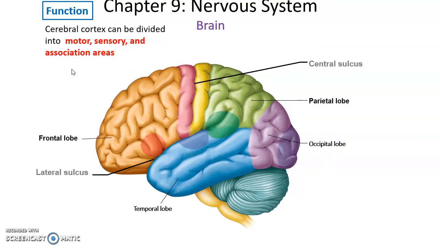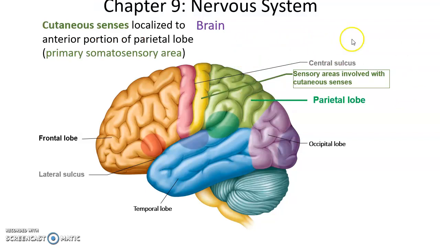So we can look at the brain based on where functions are localized. We can break it up into motor function, sensory function, and associated areas. A few landmarks to help us out here. The lateral sulcus is this long fold separating the frontal lobe from the temporal lobe. And then the central sulcus on the top separates the frontal lobe from the parietal lobe.